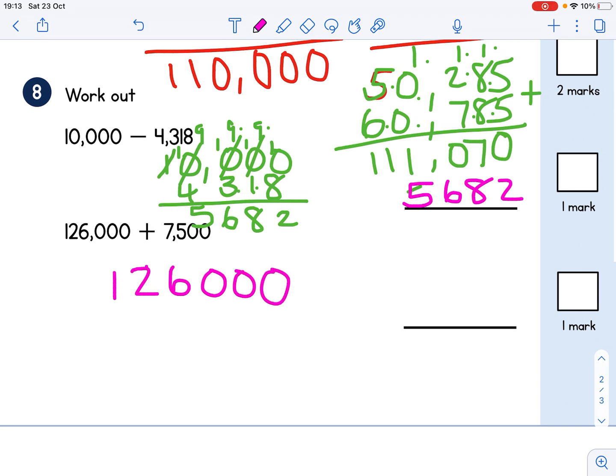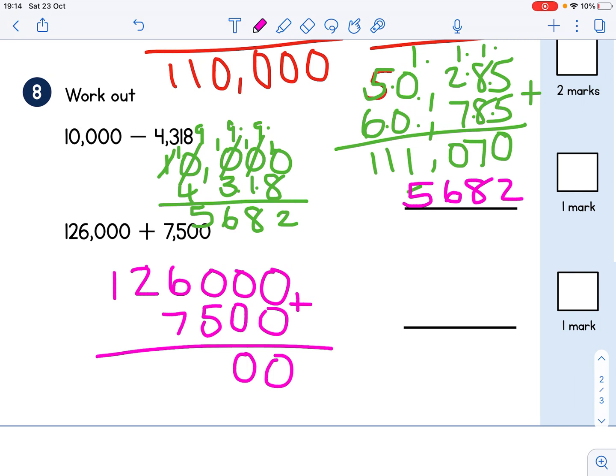Make sure you line up all your columns. So the thousands should line up with thousands, and the hundreds should line up with hundreds, tens with tens, and so on. 0 plus 0 is 0. 0 plus 0 is 0. 0 plus 5 is 5.